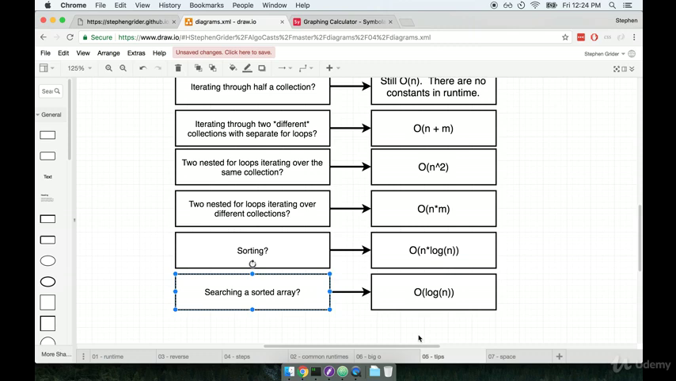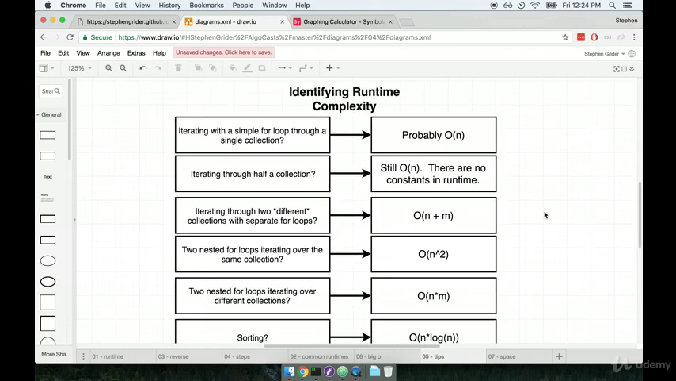So if you have an array of, say, numbers or a collection of anything that is sorted in some fashion and you have to search through it, chances are you have a log n runtime complexity from that operation. So anytime you see sorting or searching, you likely will have something related with one of these runtimes right here. So just something to keep in mind. Okay, so that is a quick list of big tips to watch out for when identifying runtime complexity.